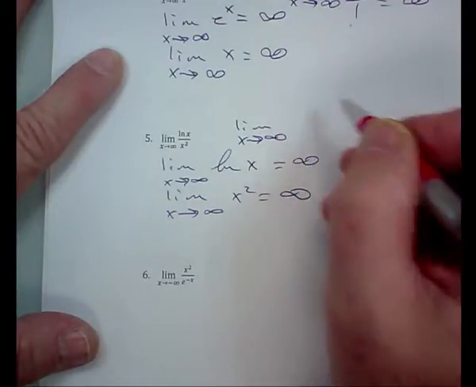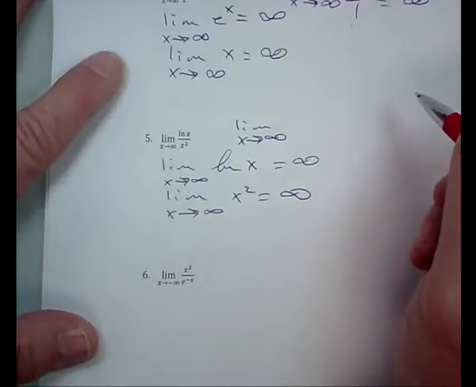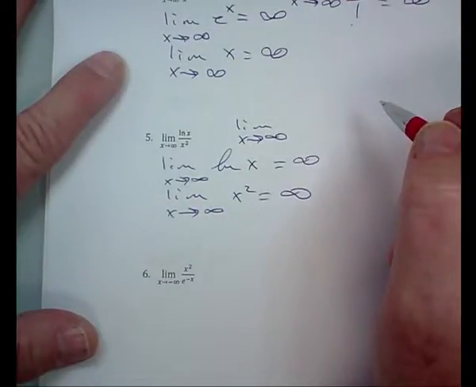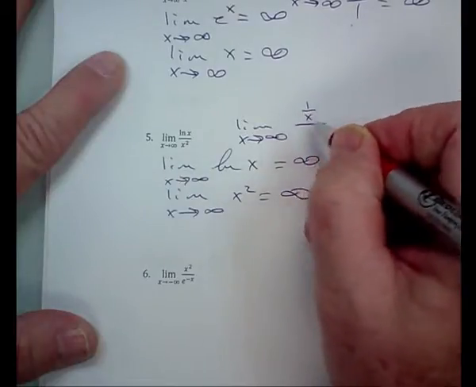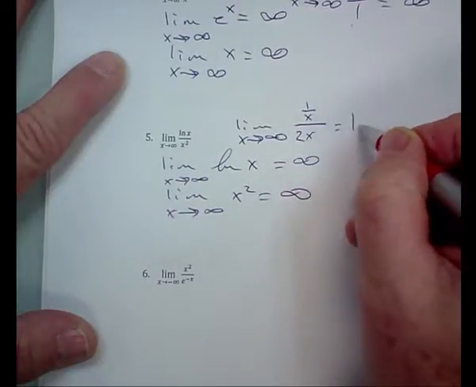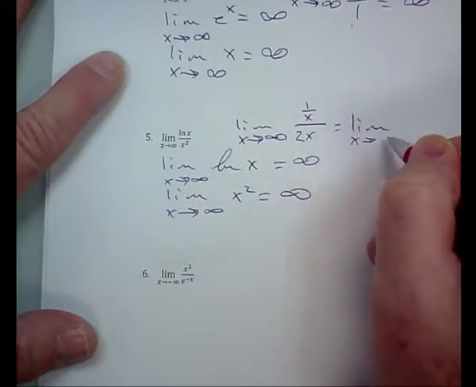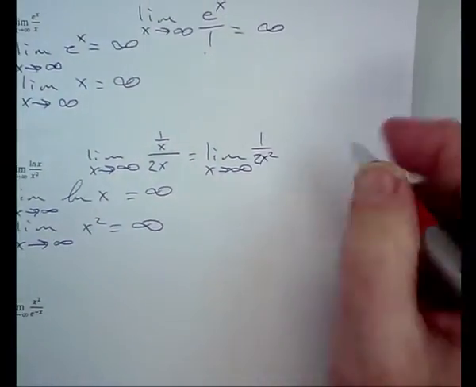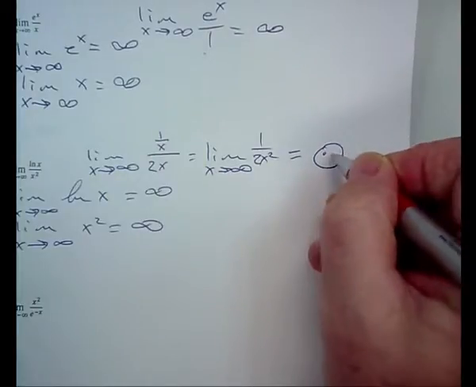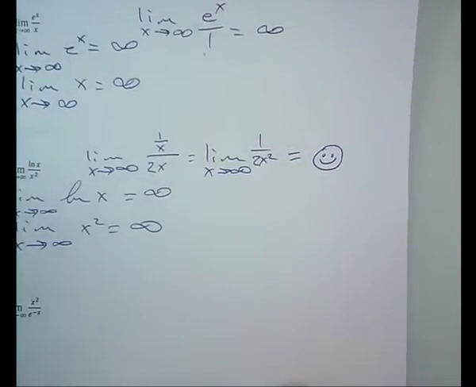Oh, wow, how did you do that so fast? Can you slow down for me? What I would have gotten on top is 1 over x, and then 2x on the bottom. And you said that's the same as the limit as x goes to infinity of 1 over 2x squared. I got it. Now that equals 0. And that is a number, and so that's where we're headed, right?